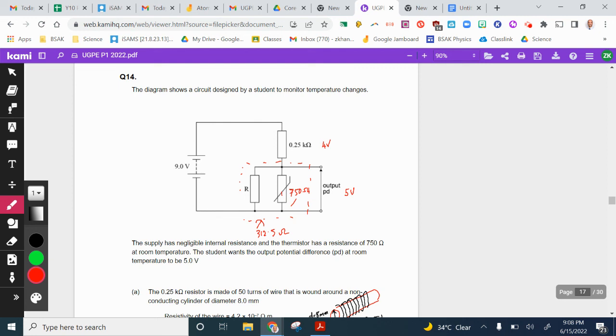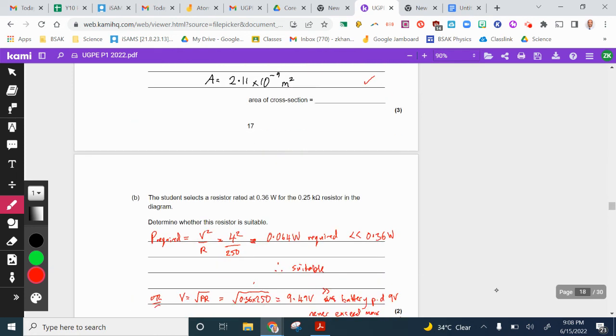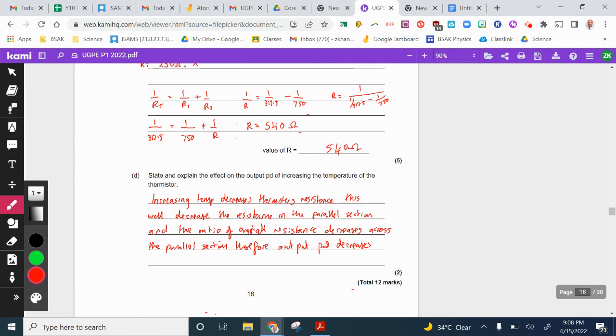Okay, so we're referring to this here. So first of all, increase in temperature reduces the resistance across the thermistor. The parallel arrangement, therefore, the resistance drops. The proportion of resistance compared to the overall resistance drops, and the voltage output here will drop as a result as well. And all I've done is I've put that into words here.